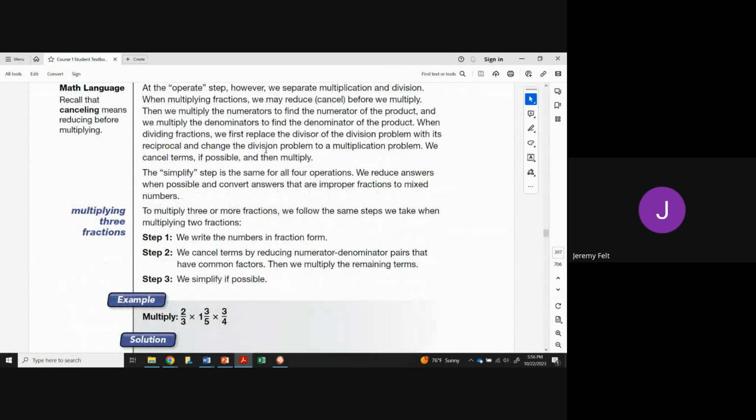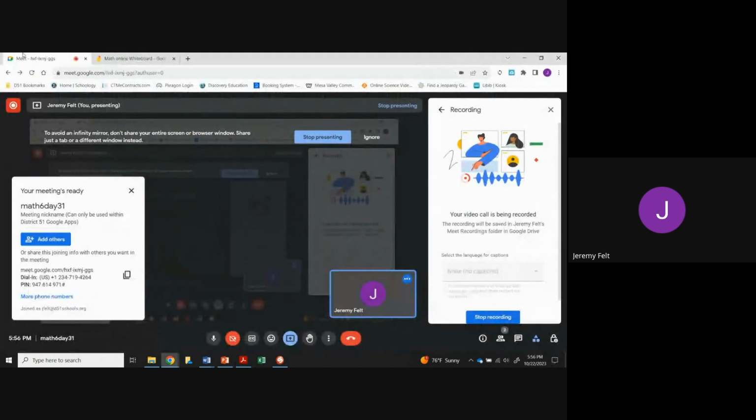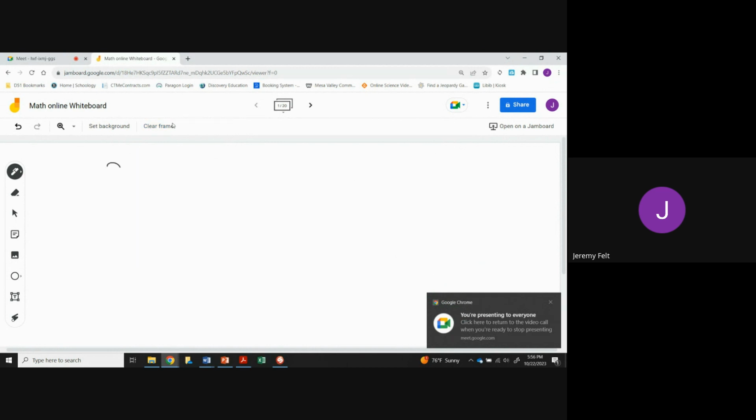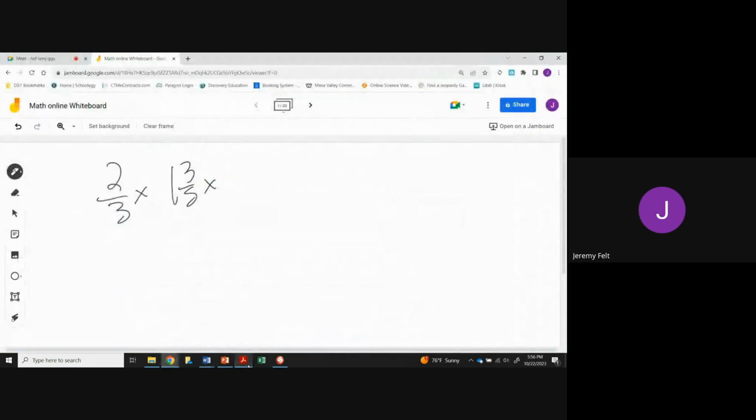When we're multiplying 3 or more fractions, we follow the same steps. So if we're adding or subtracting multiple fractions or mixed numbers, these rules still apply. When we're multiplying or dividing, the rules still apply. So if we have this one, 2/3 times 1 3/5 times 3/4, they're all multiplication, but we first need to convert this one.